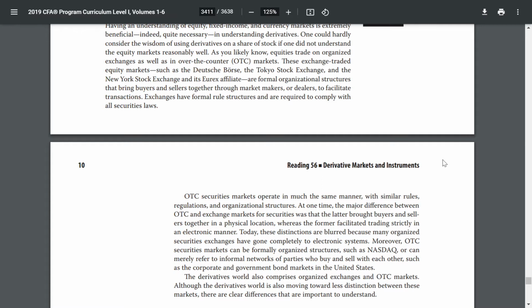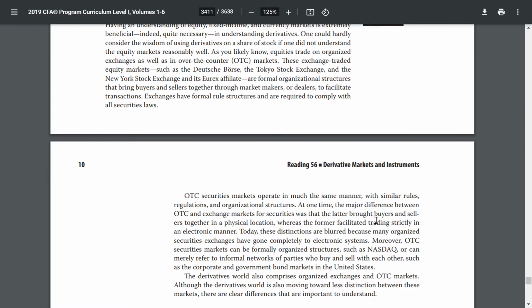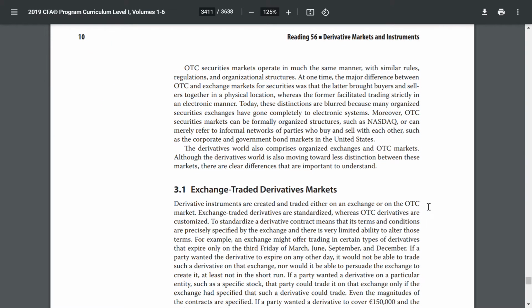Exchanges have formal rules and structures and are required to comply with all securities laws. OTC security markets operate in much the same manner, with similar rules, regulations, and organizational structures. At one time, the major difference between OTC and exchange markets was that the latter brought buyers and sellers together in a physical location, whereas the former facilitated trading strictly in an electronic manner. Today, these distinctions are blurred because many organized securities exchanges have gone completely electronic.